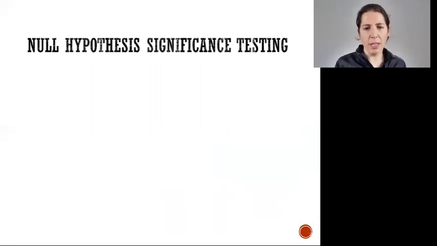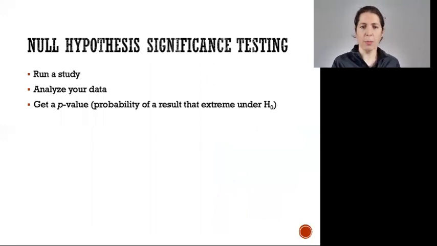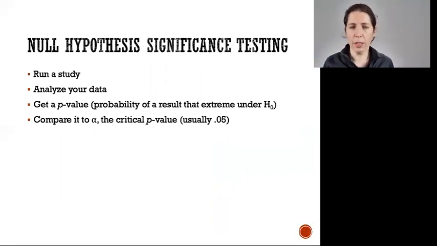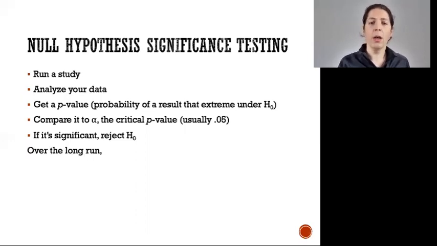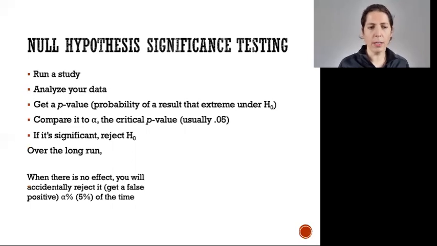So in NHST, the process is we run a study, we analyze our data, we get a p-value, which is the probability of a result at least that extreme under the null. We compare it to alpha, the critical p-value, which in psychology is usually 0.05. If it's significant, we reject the null hypothesis. And this gives us some reassurance because if we follow all the rules of null hypothesis significance testing, over the long run, we can rest assured that when we're in that left world where the null hypothesis is true, when there is no effect, we'll accidentally reject the null hypothesis, we'll get a false positive, alpha % of the time.